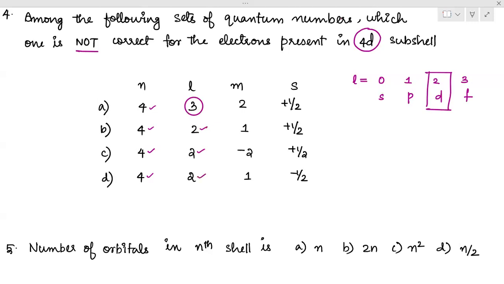So that's it. The question is, which one is not correct? A is not correct, right? Because l cannot have a value of 3 for 4d. This corresponds to 4f. So you need not check the rest of the options because we already have the answer. It's an MCQ, so there will be only one answer which is correct.